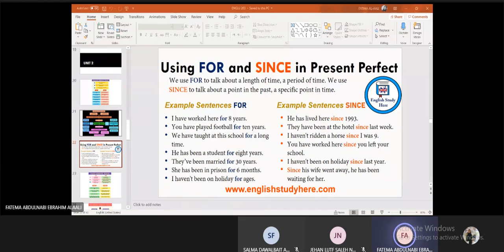But the present perfect describes unfinished time, okay? I have worked as a teacher since 2011. So from 2011 till now, he is a teacher.